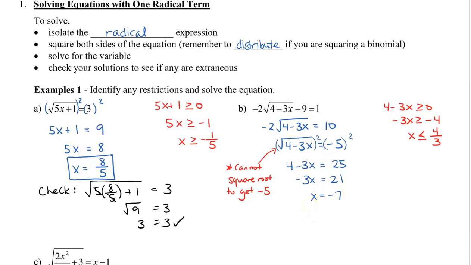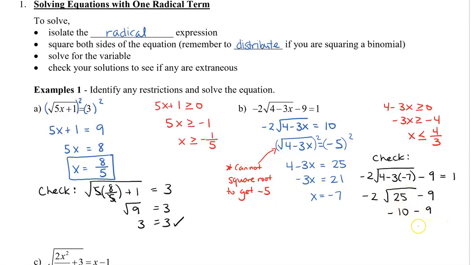Now let's do a check. So I'm going to take -2 times the square root of 4 minus 3 times -7, minus 9 on the outside equals 1. So let's simplify my radical first. So I have 4 minus 3 times -7. So that's going to be 4 plus 21. So it's 25 inside, minus 9. And then I have -2 times the square root of 25, which is 5. So that's going to be -10 minus 9.